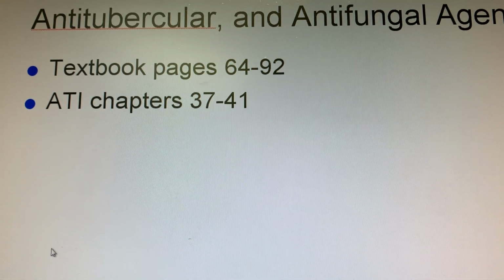In our textbook, it's pages 64 to 92, so fairly long chapter. Usually I just test this one all by itself. And then ATI chapters 37 to 41, so make sure you cover those when you're studying as well.